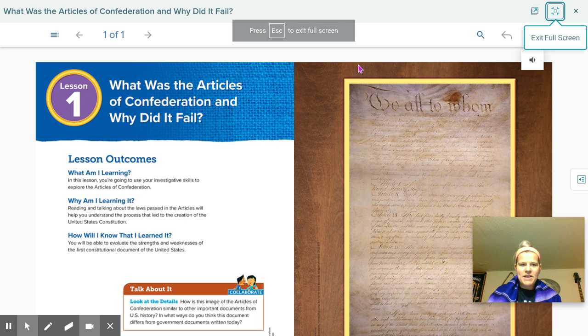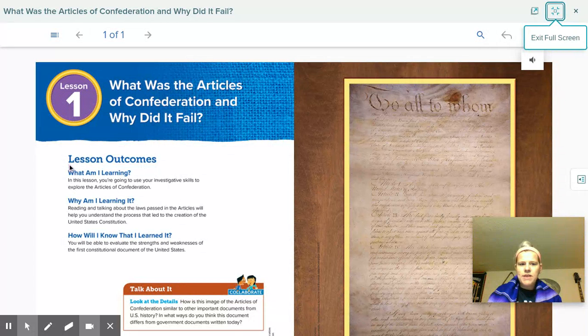Good morning, fifth grade. So we are going to start on chapter 6, lesson 1 today, talking about the Articles of Confederation. So we're going to read, it says, what was the Articles of Confederation and why did it fail?